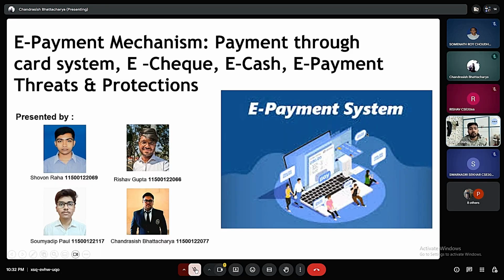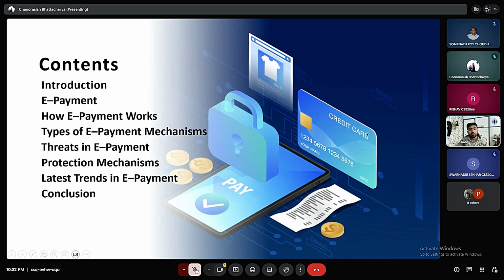Next slide. This is our content: introduction, e-payment, how e-payment works, types of e-payment mechanisms, threats in e-payments, protection mechanisms, latest threats in e-payment, and conclusion. Next slide.